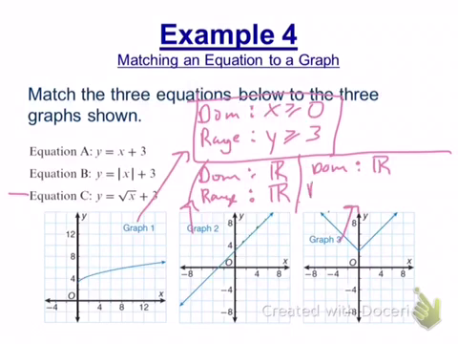Range for this particular graph looks like it starts where? Y starts at 3 and gets bigger. So Y is greater than or equal to 3. Excellent. Okay. So that's questions of domain and range based on graph.